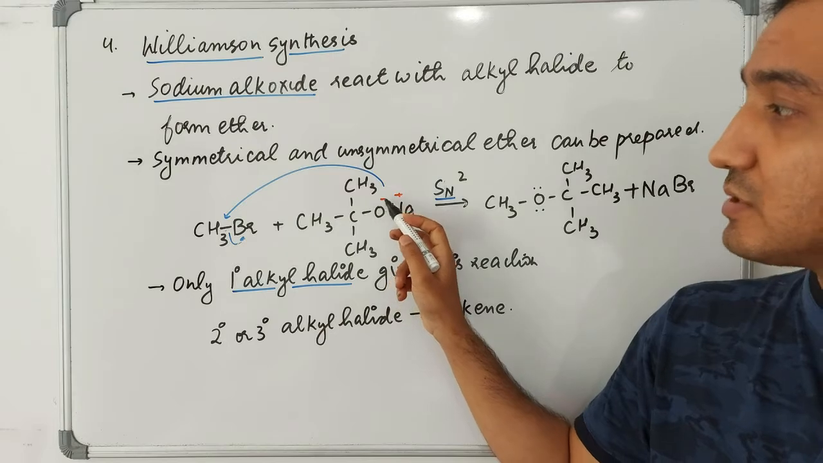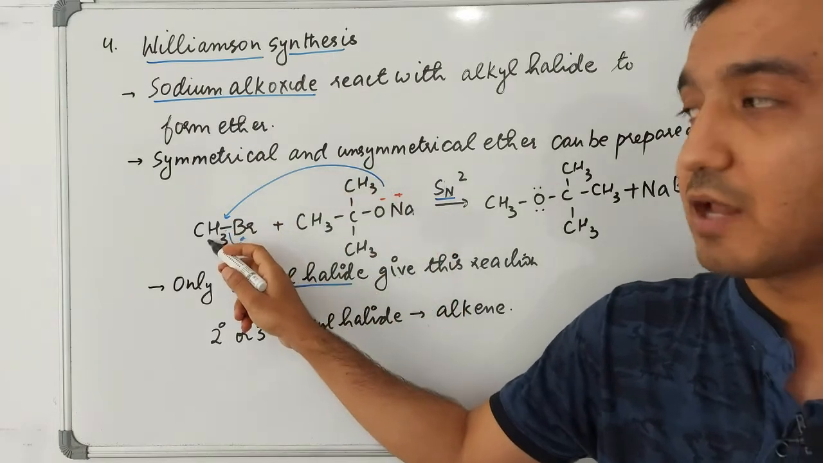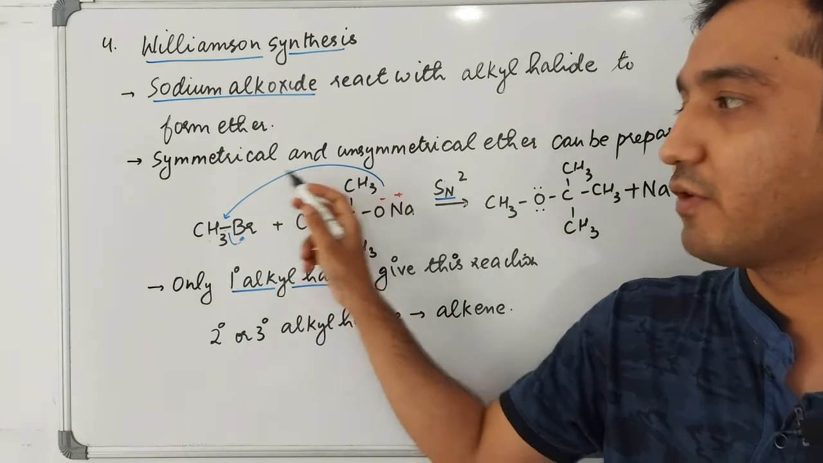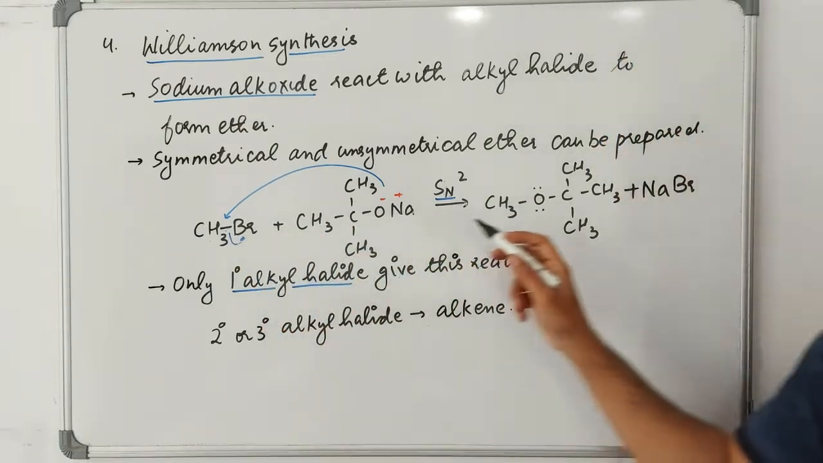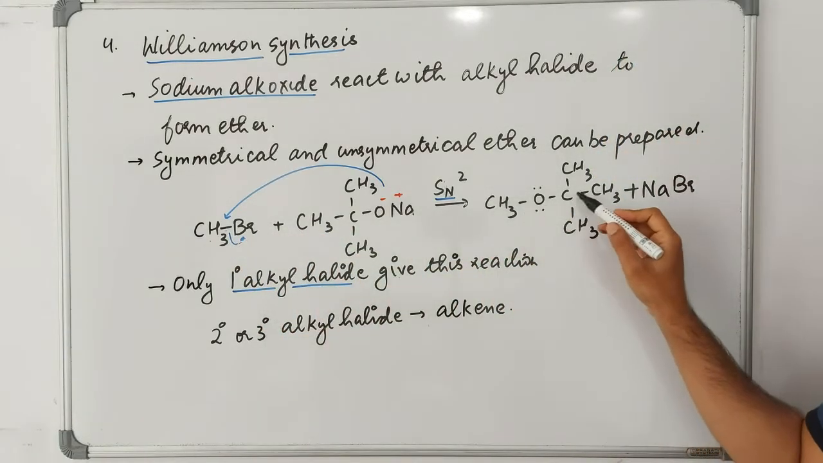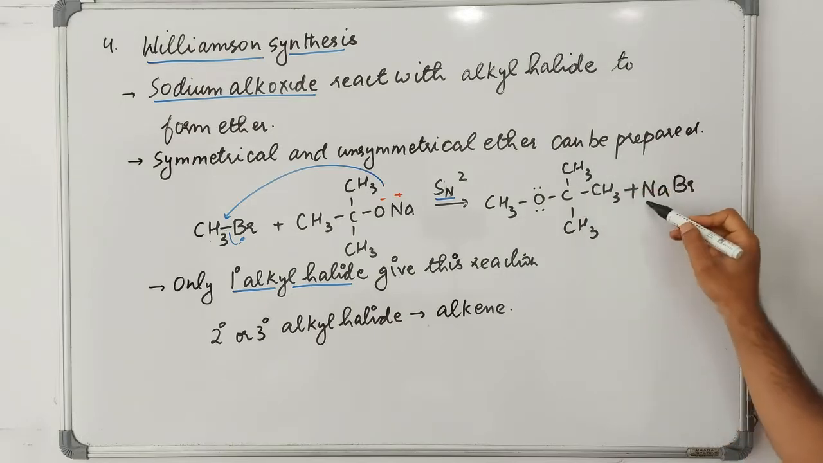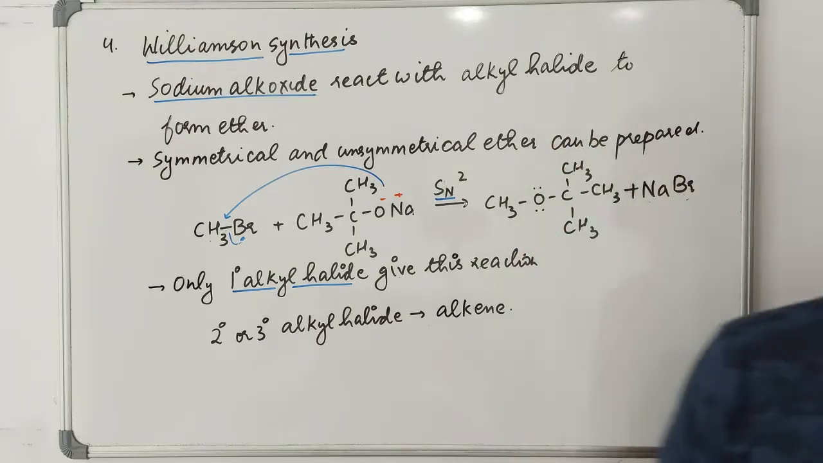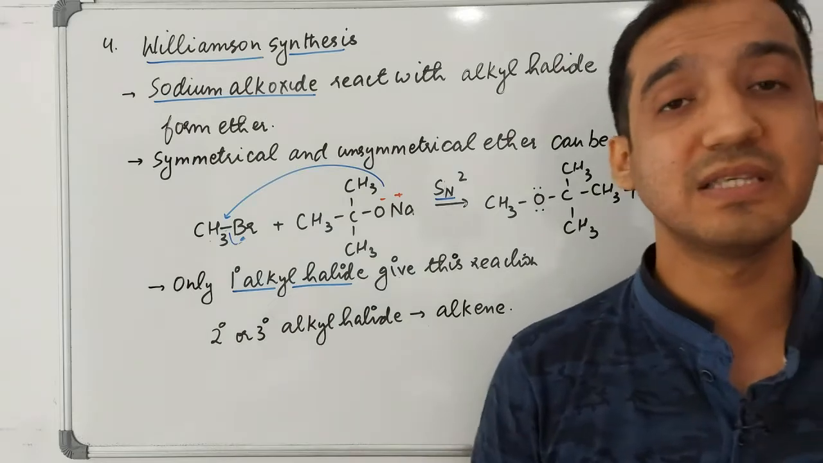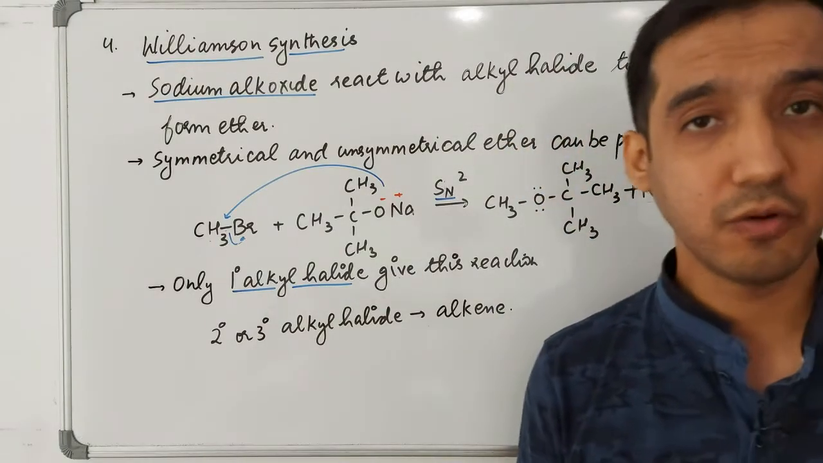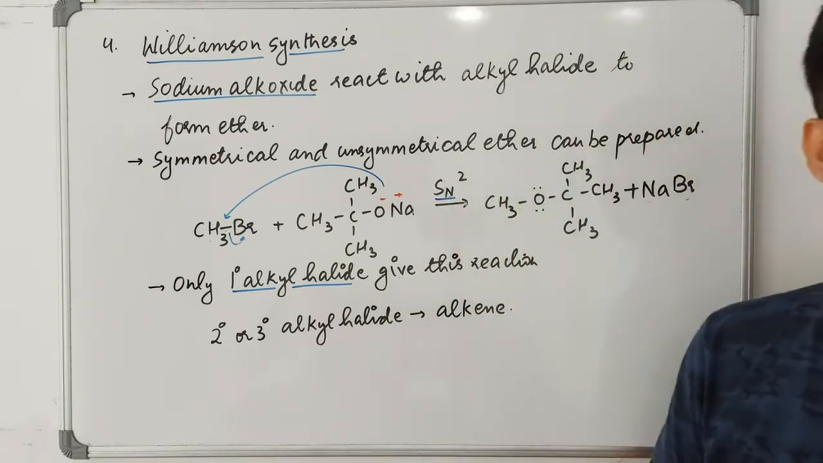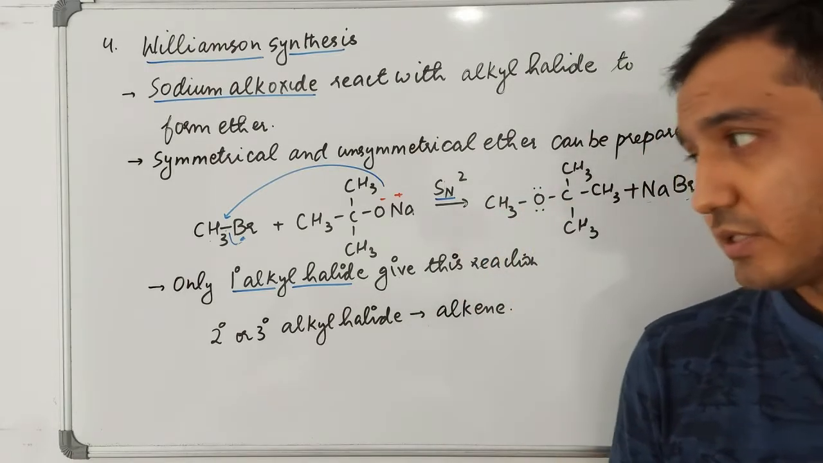What happens? This O- will attack this carbon. So this nucleophile will attack and this Br, which is a weak nucleophile, will get removed, resulting in the formation of CH3-O-C(CH3)3 and NaBr. So in this reaction what is happening? One nucleophile is displacing another nucleophile. So this reaction is a substitution nucleophilic bimolecular reaction. So this is an SN2 reaction.